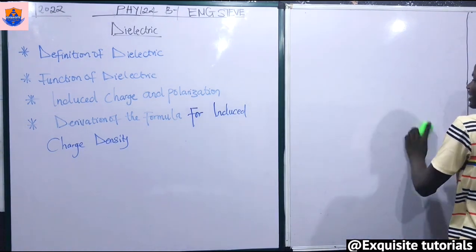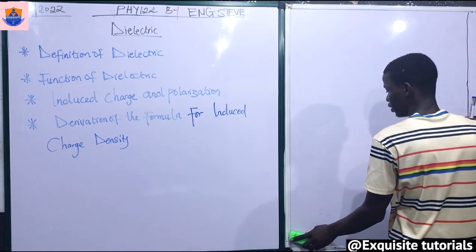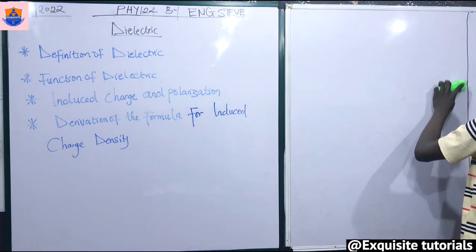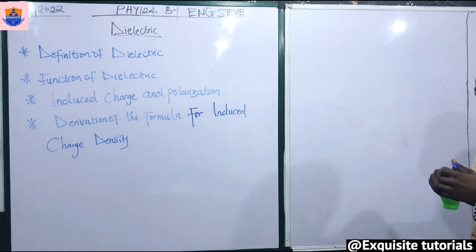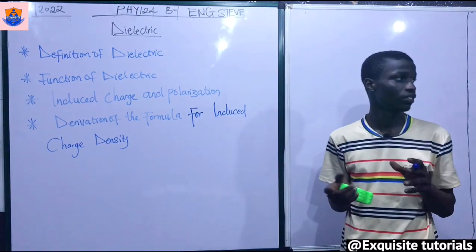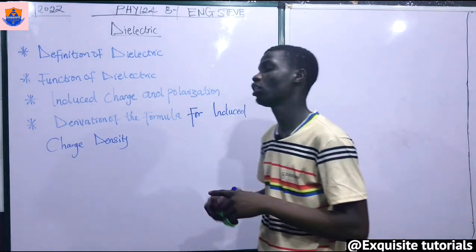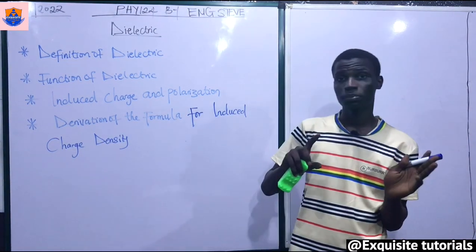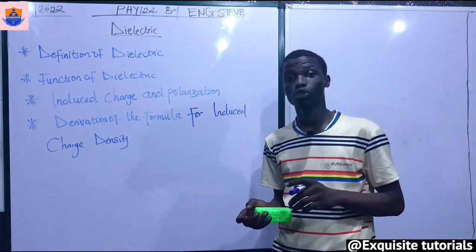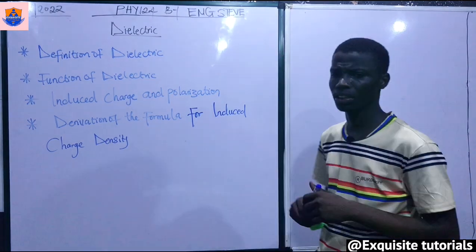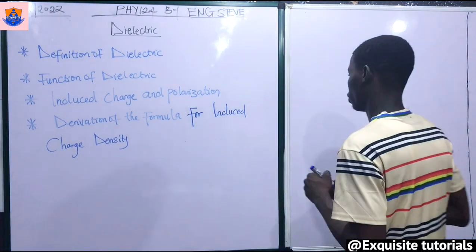Then a dielectric also affects the voltage, the potential difference of a system. It could affect it positively or negatively, depending on the kind of dielectric material we are dealing with. Some dielectric materials can reduce the voltage, some can increase it, depending on the material.